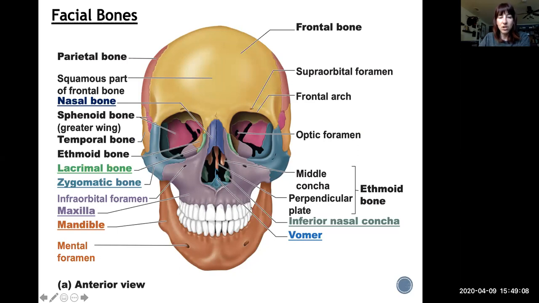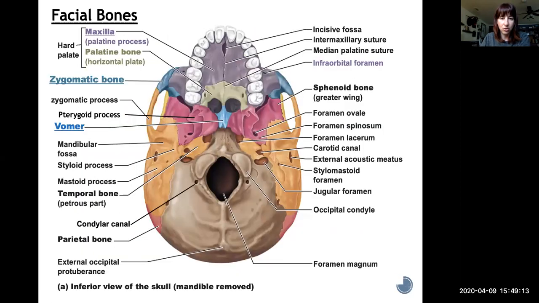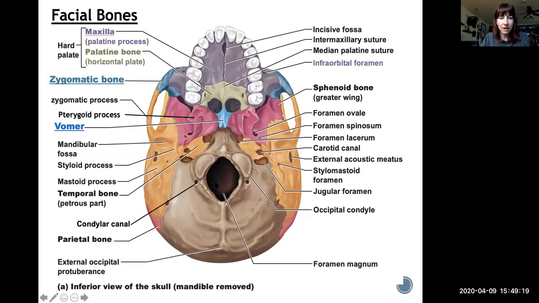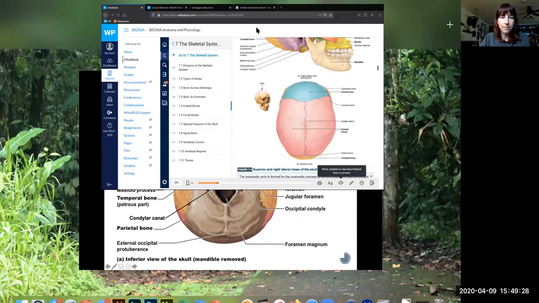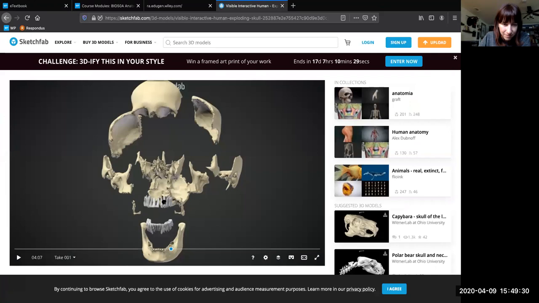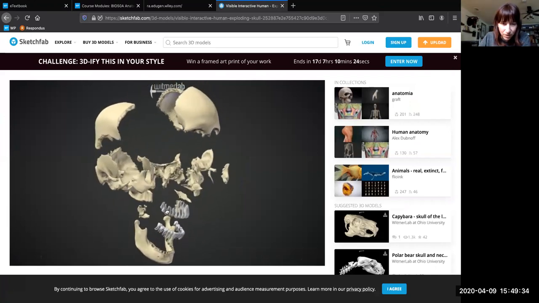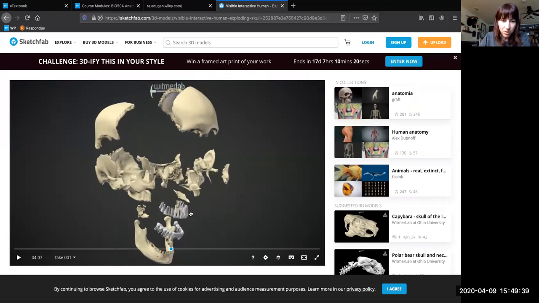It is a single pointy spinous bone that you can see from an anterior view looking in through the nose. You can't see it from there, but you can see it from an inferior view. So here's the bottom of it, okay? So it's like a long, skinny shard. There it is. So this is the vomer right here, this long, skinny shard of bone, okay?